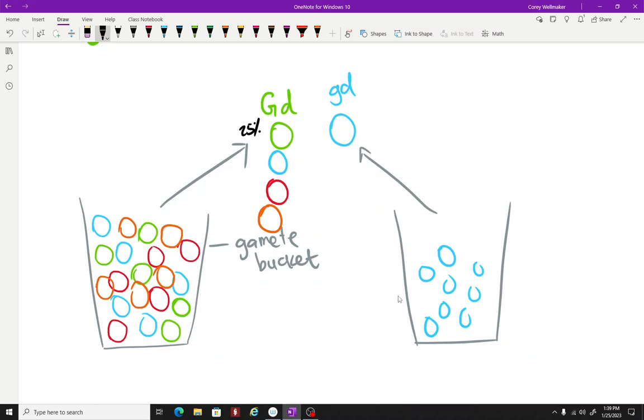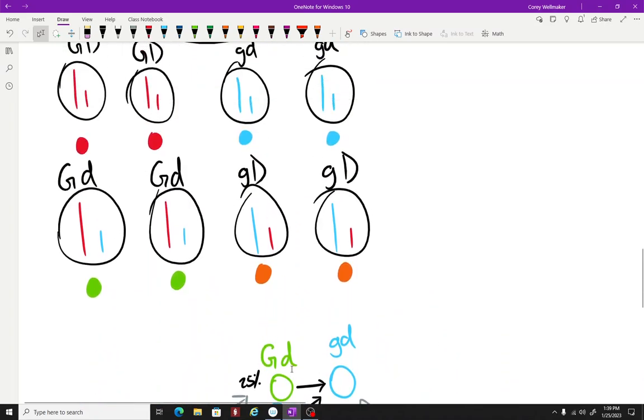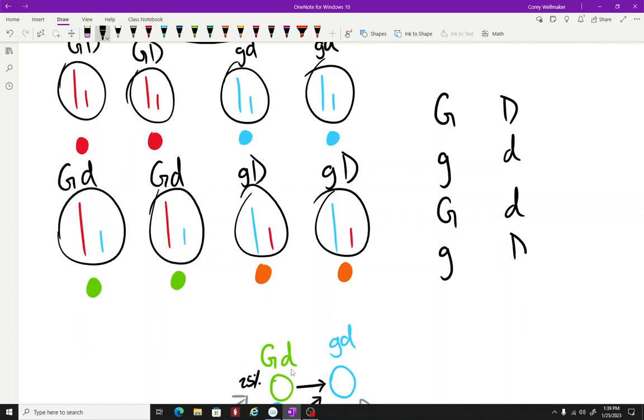And so if they have enough children, we should see 25% of the children made with this fertilization event, 25% of the children made with this fertilization event, 25% with this one, and 25% with this one, right? And so if you go and look at what all of the possible phenotypes are, you could have this coming from the heterozygous parent. You could have this coming from the heterozygous parent. You could have this, or you could have this coming from the heterozygous parent.